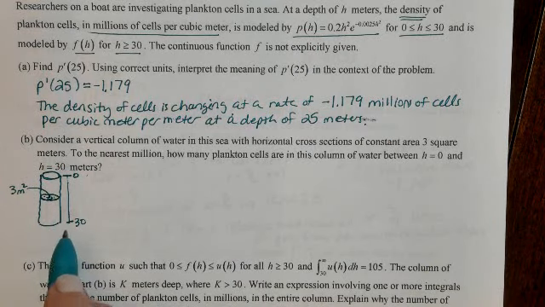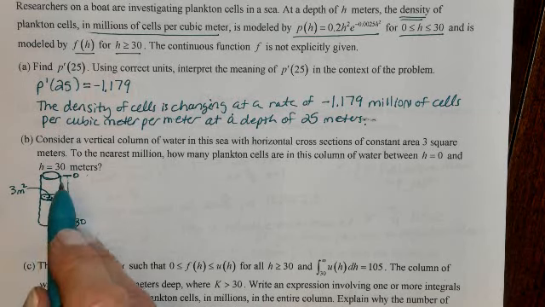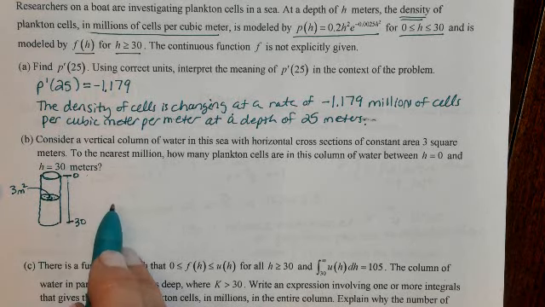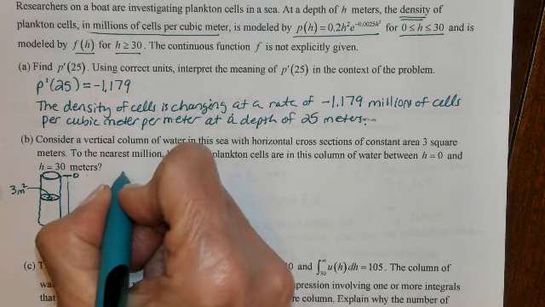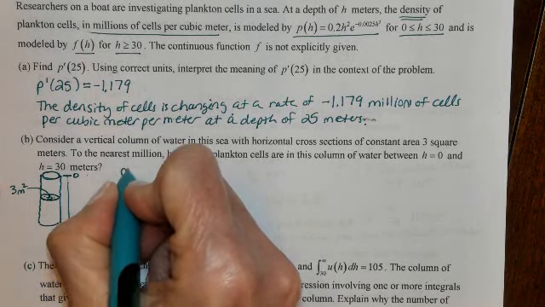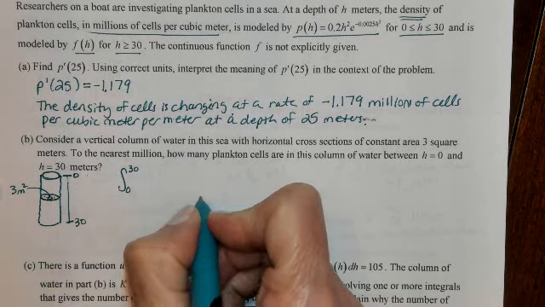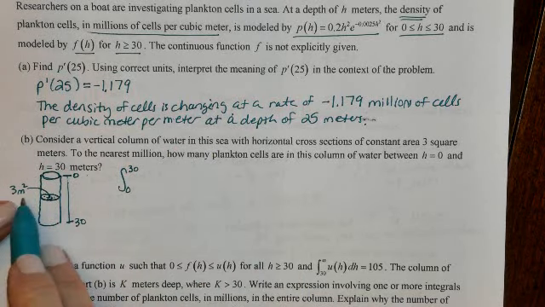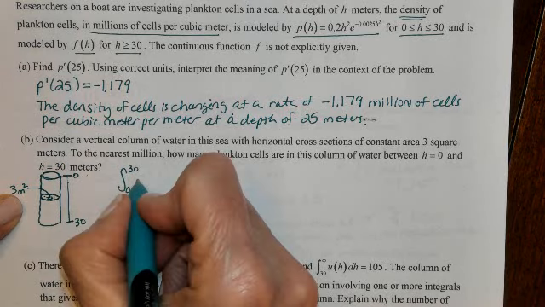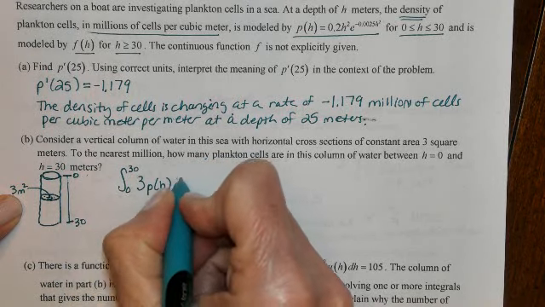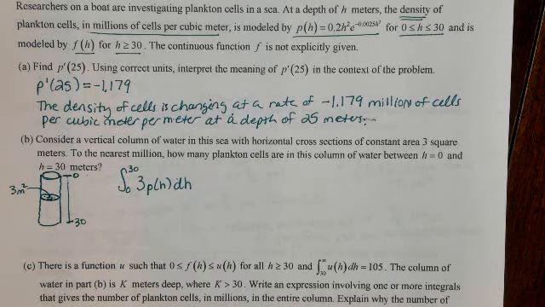So I need to add up all of those from 0 to 30, and that will give me the number of plankton cells in that column of water. So when we add up, we're going to use an integral from 0 to 30, and I need P of H times the area, right? So 3P of H dH.